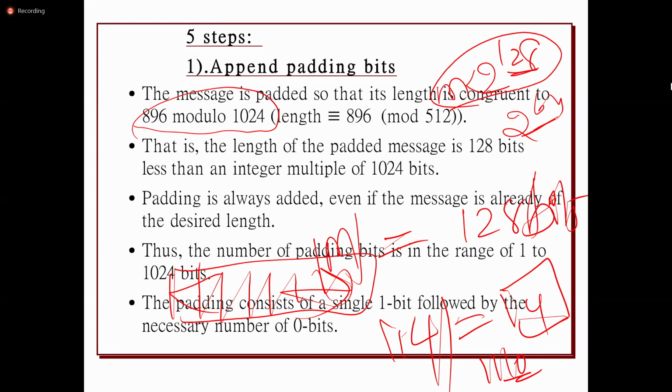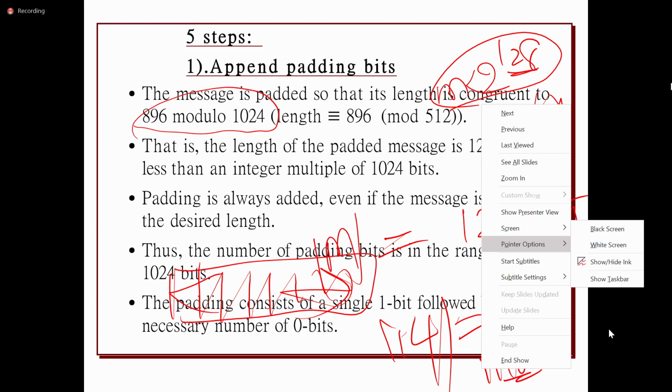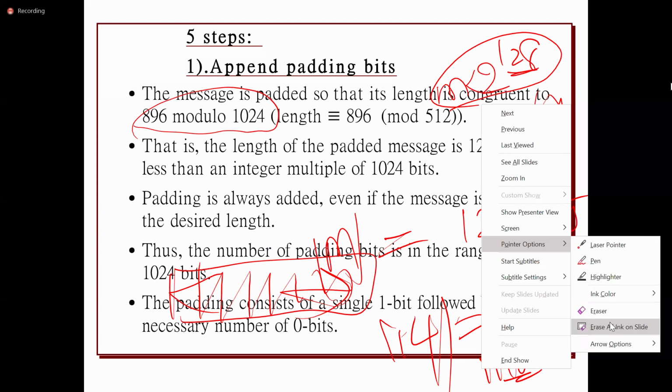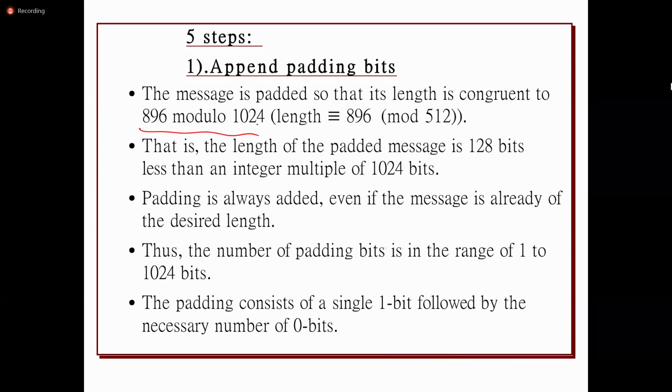requires 128 bits of data. So that is why the message length should be 896 modulo 1024, so that it can add the remaining bits to the last block. That is, the length of the padded message is 128 bits. 128 bits will be added, less than the integer multiples of 1024. Why should it take integer multiples? Because it is going to be stored in n number of blocks, where the size of each block is 1024.